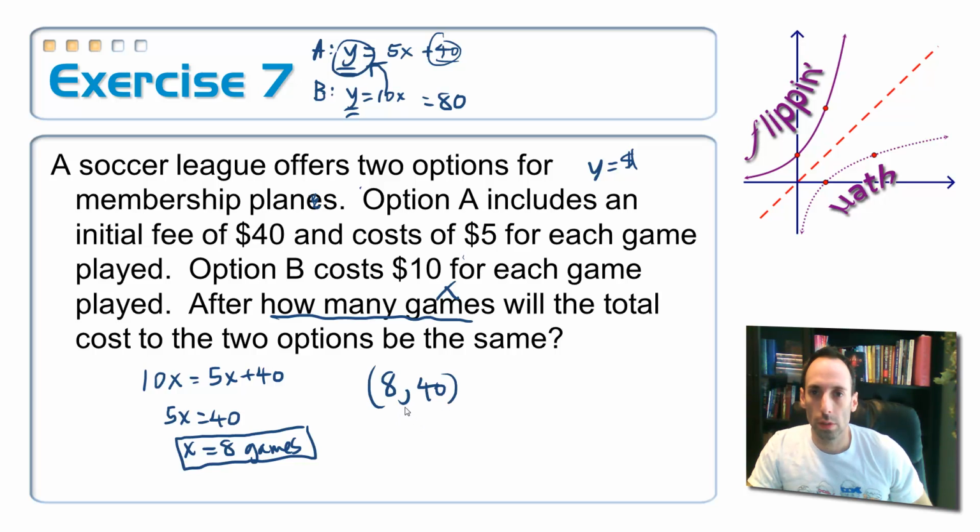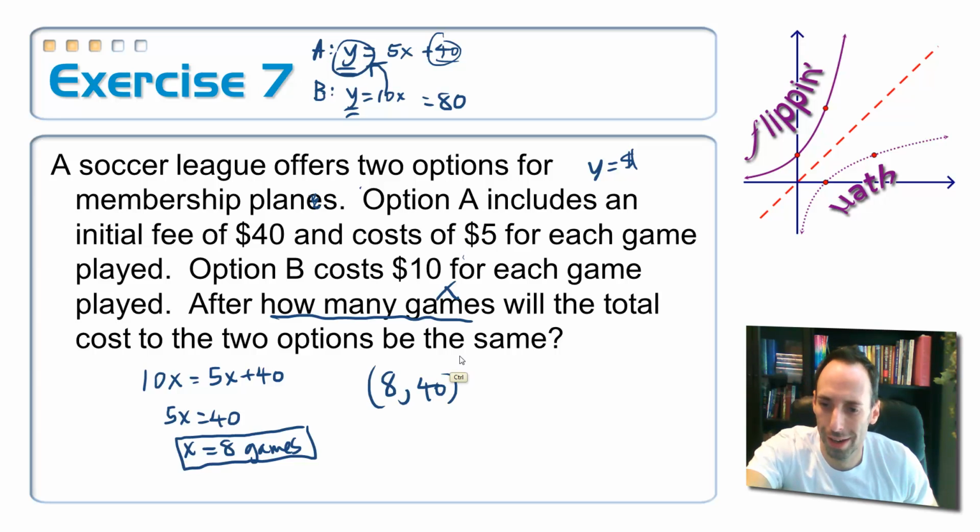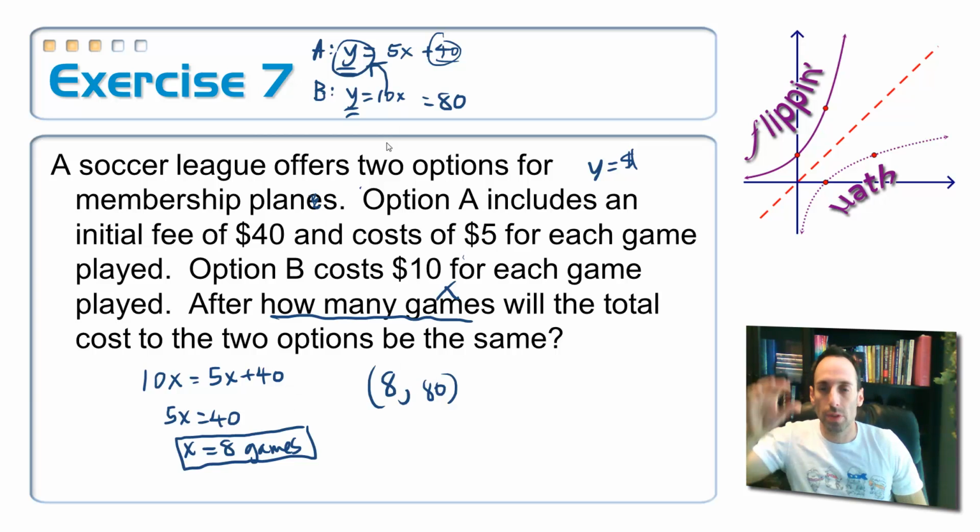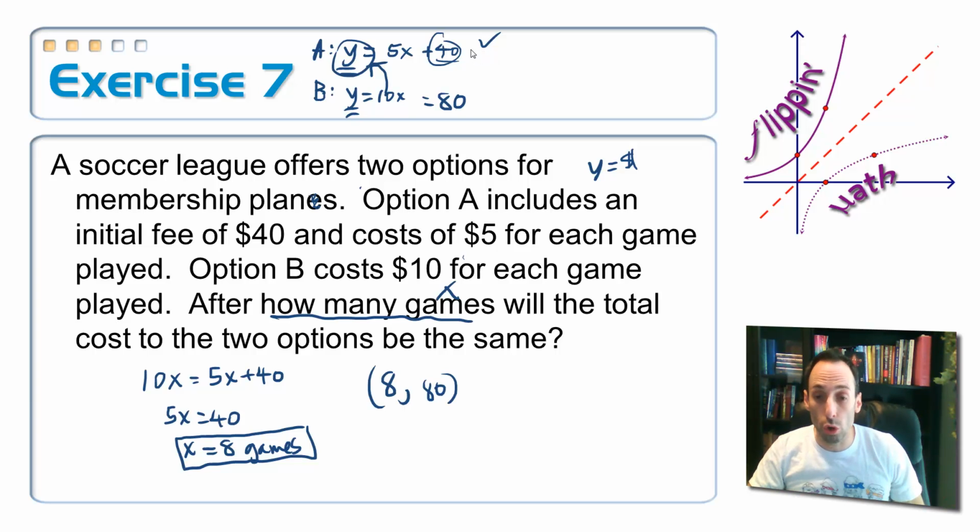So, no, that is not right. 8, 40. Silly. 8, 80. So after 8 games means that these two options cost the same amount. And after that, option A becomes a better deal and option B becomes a worse deal. So there we go, 8 games.